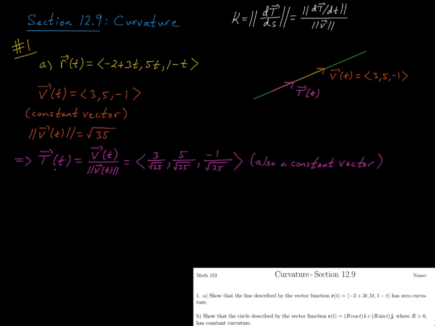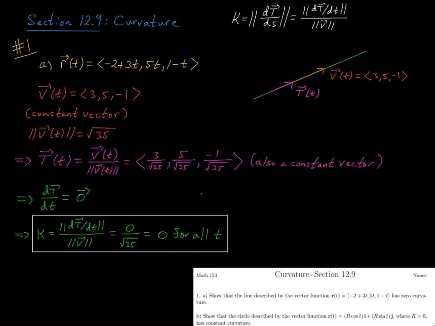Now the unit tangent vector, that's found by dividing the velocity vector by its magnitude. So that gives us this vector here, which we know is also a constant vector. And up here you see that the unit tangent vector is the unit vector that points in the direction of our velocity vector. Now since the unit tangent vector is itself a constant vector, its derivative with respect to time is the 0 vector.